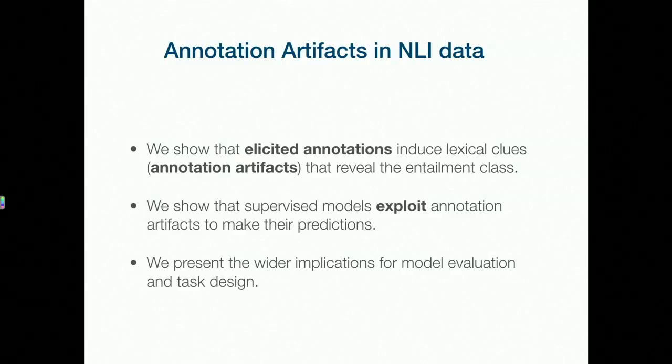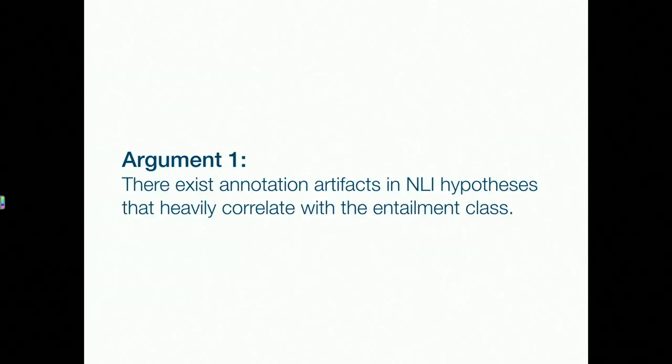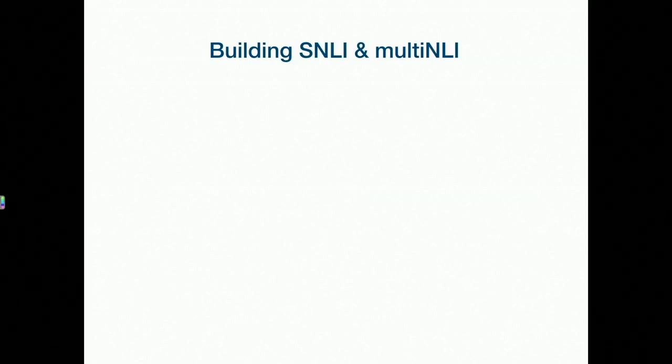And so even though this talk is centered on NLI data, hopefully anyone who's creating data sets using crowdsourced annotators or evaluating models in general can benefit from these results. The first argument we had in our paper was that there exist annotation artifacts in NLI hypotheses that heavily correlate with the entailment class. I'm going to walk through how we showed that, but I think it's prudent to think about how these data sets are generated in the first place.